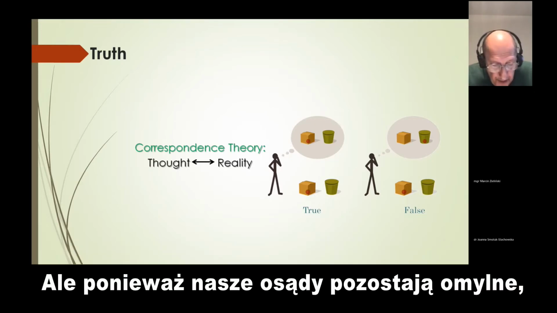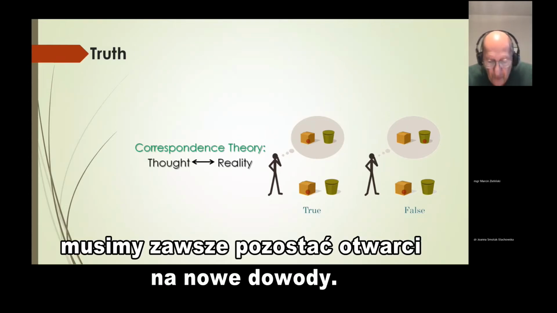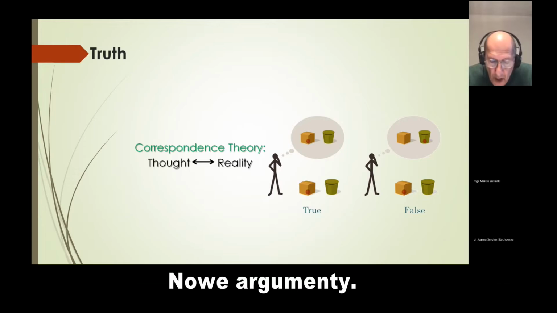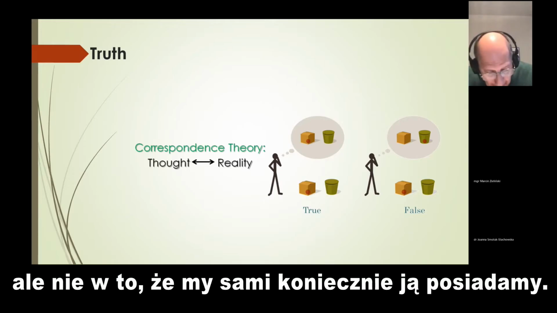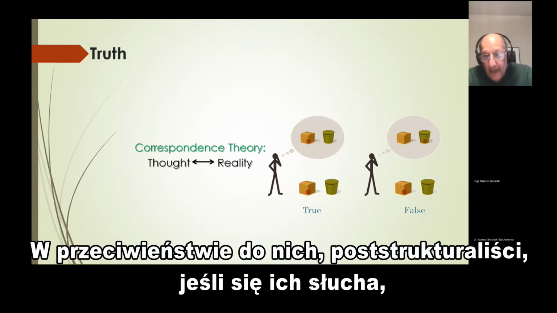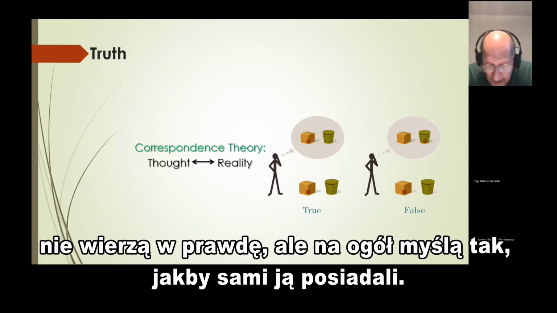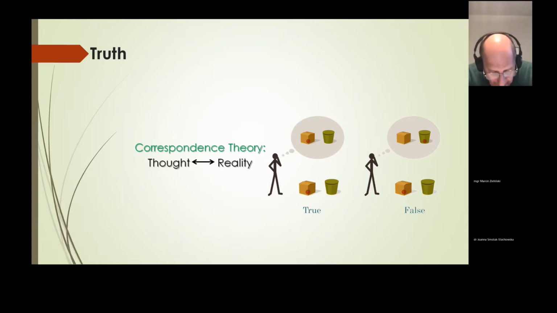But because our judgments remain fallible, we must always remain open to new evidence and new arguments. Critical realists believe in truth, but not that we ourselves necessarily possess it. In contrast, the post-structuralists, if you listen to them, don't believe in truth, but they generally think as if they themselves possess it. Next slide, please.